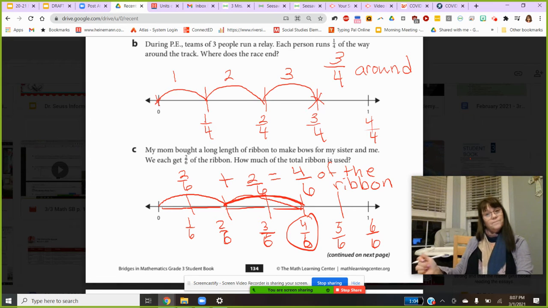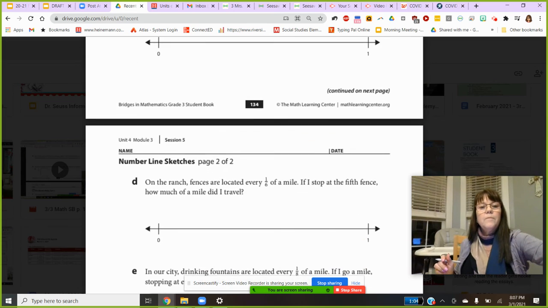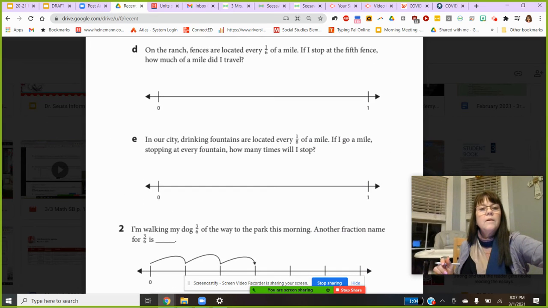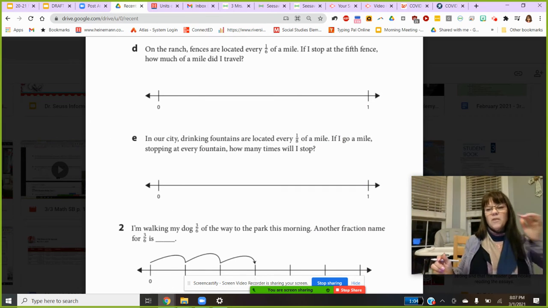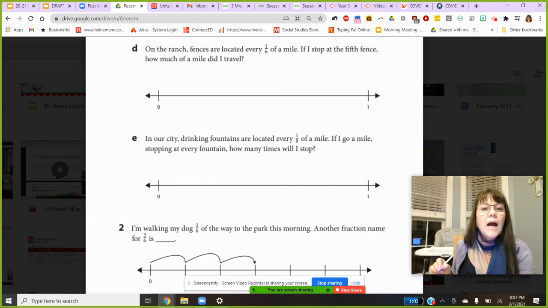All right. Ready for the next page? See what we can do with that one. All right, let's clear this out and move this up. So this is how number line sketches work. Not too hard once you know what to do. Okay. On the ranch, fences are located every 1/6 of a mile. If I stop at the 5th fence, how much of a mile did I travel?